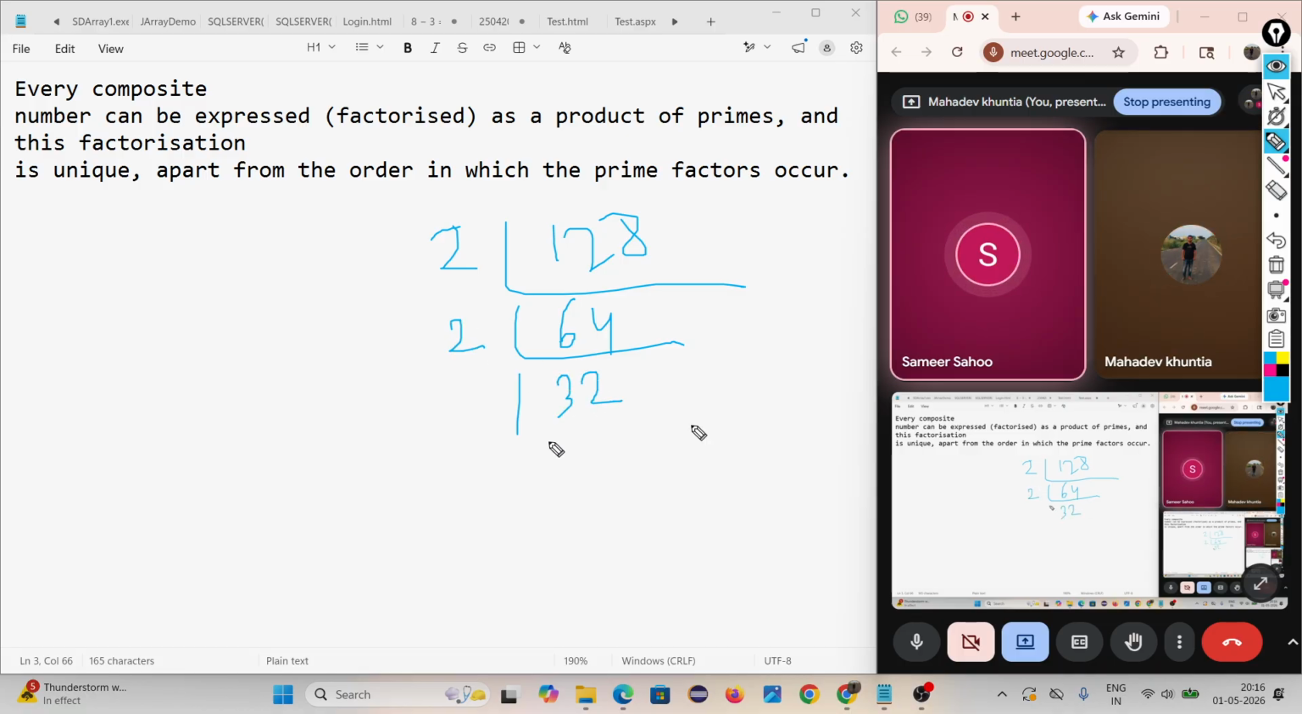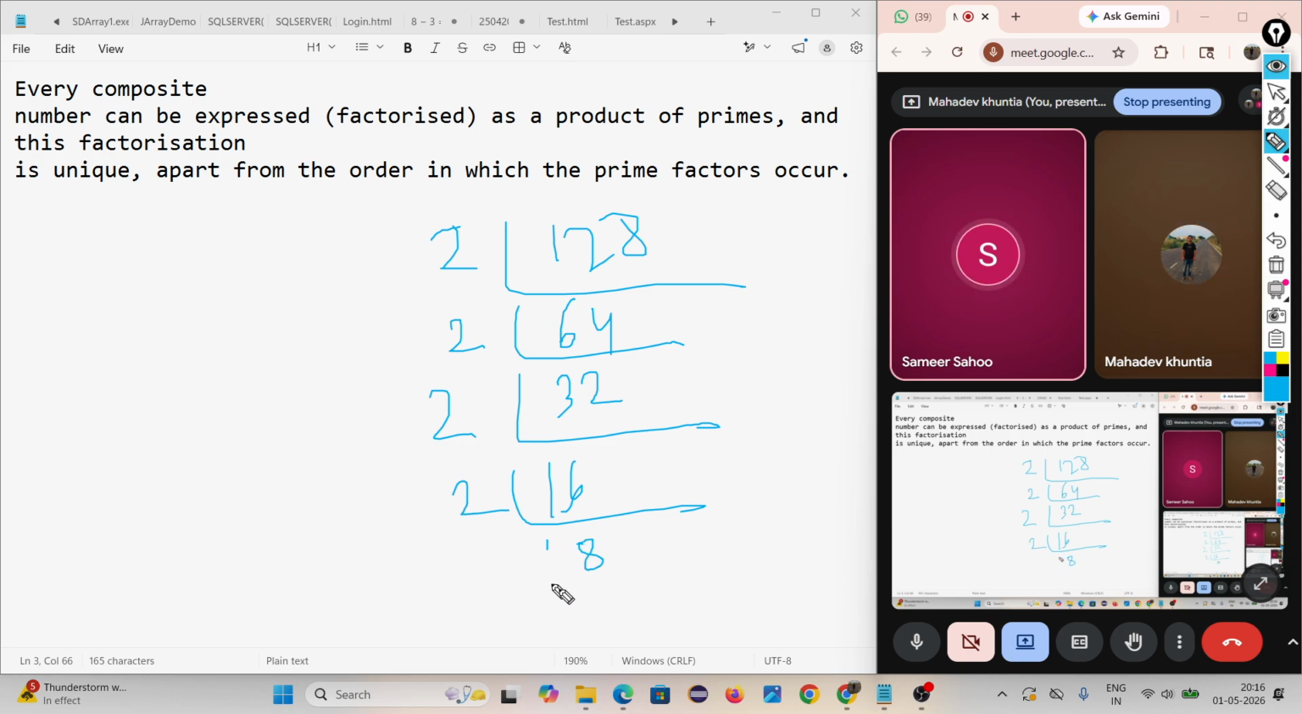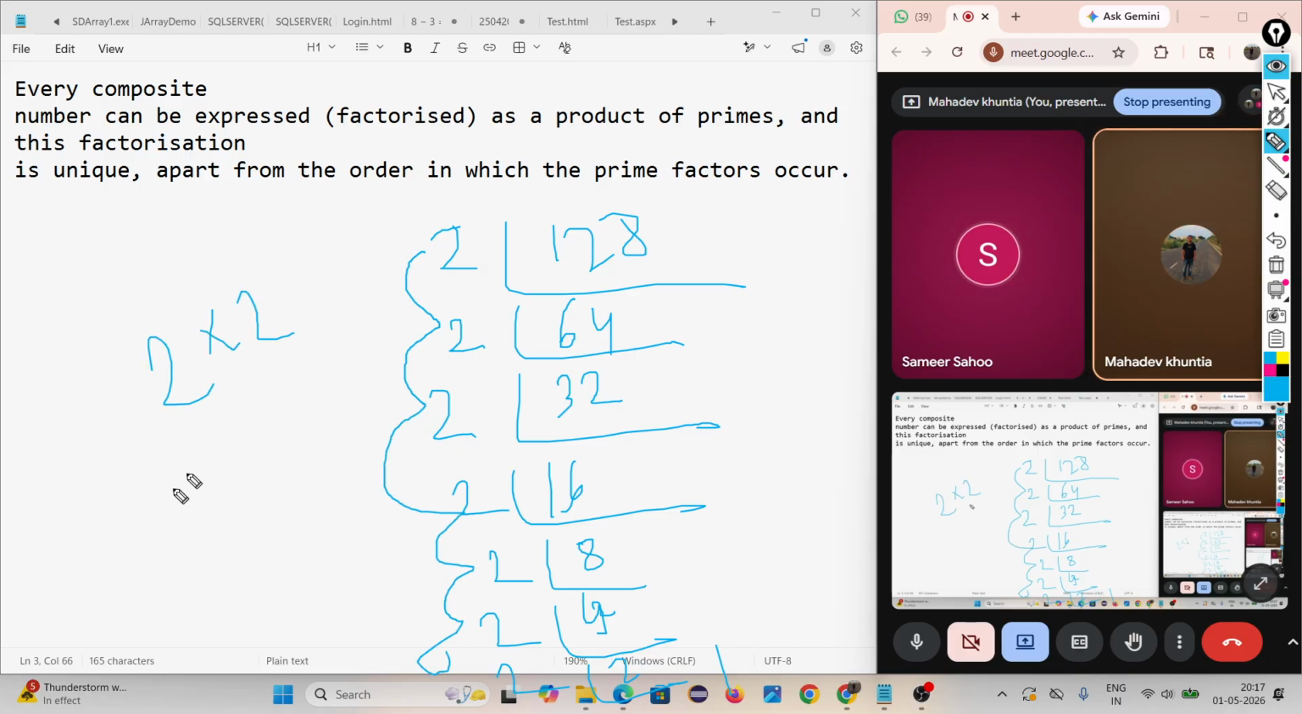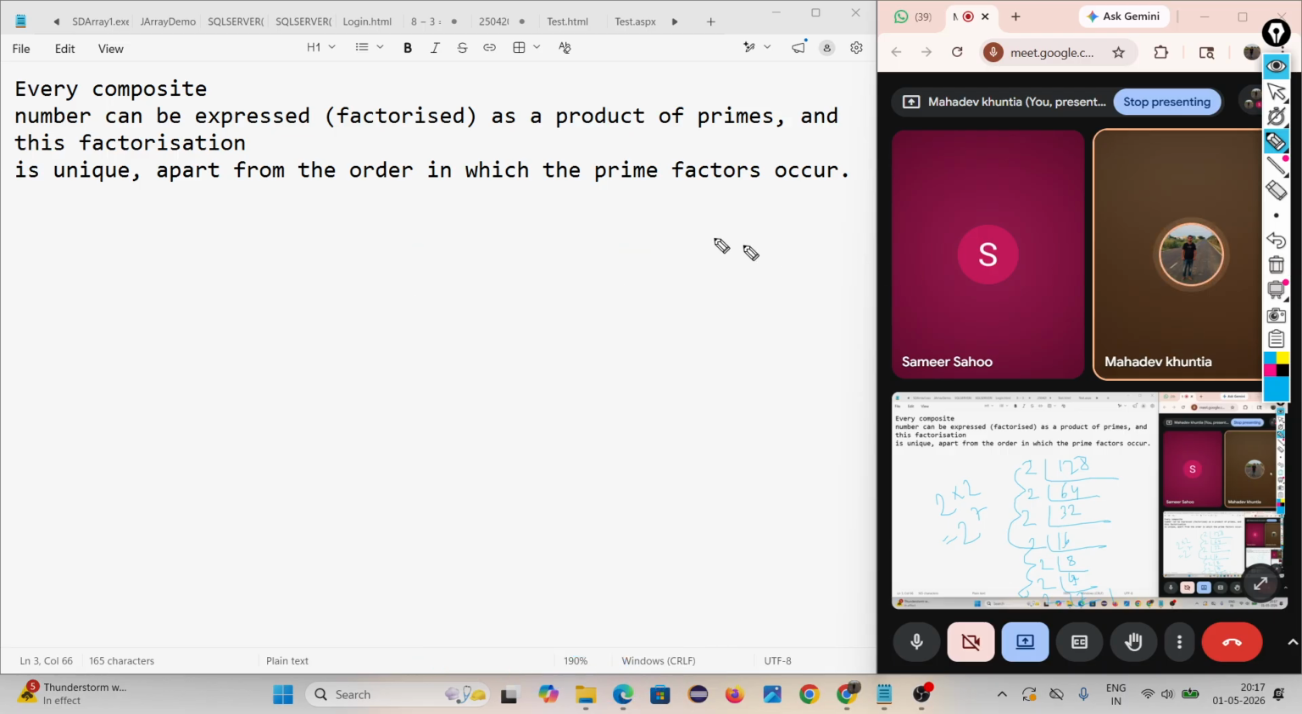64, 2, 32. 2, 16. 2, 8. 2, 4. 2, 2. 2, 1. So write down how many 2s are there: 1 2 3 4 5 6 7. I can write 2 seven times or 2 raised to the power 7. Okay, or you can find for any number.